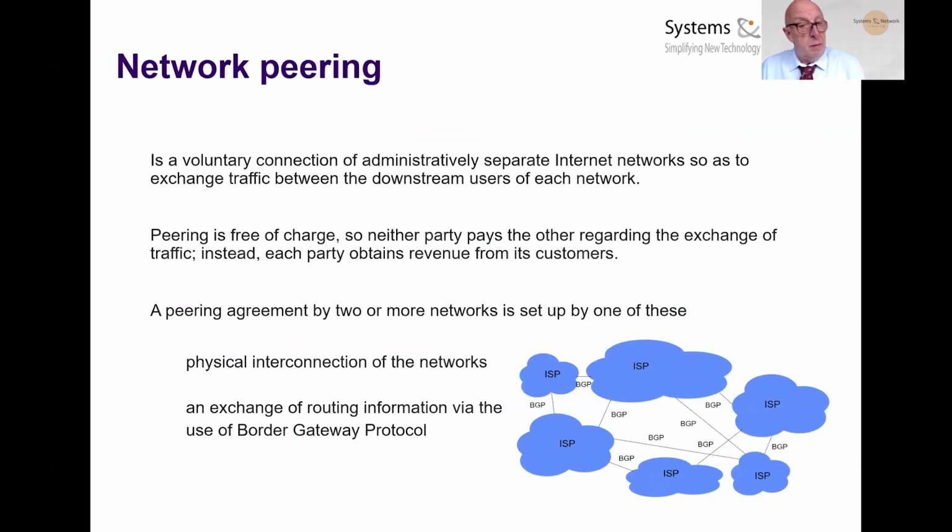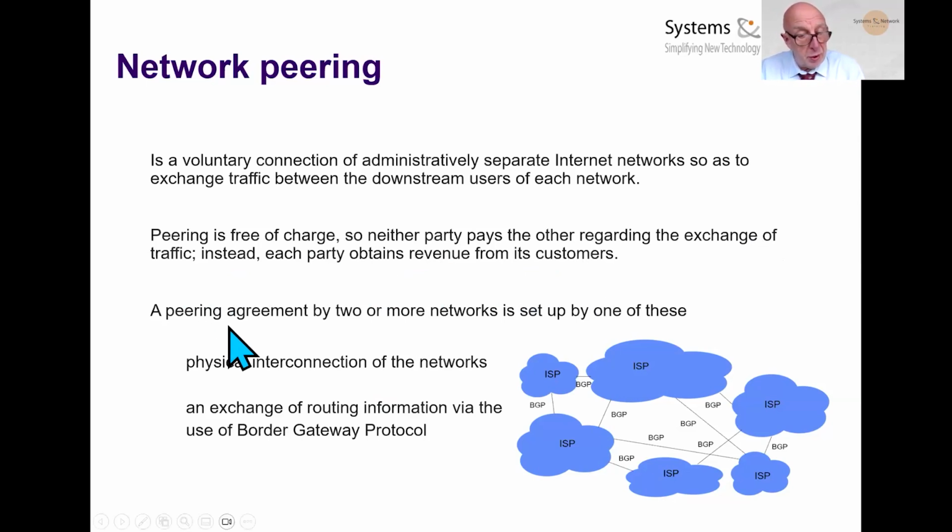Here again, network peering is that voluntary connection of administratively separate internet networks to exchange traffic between downstream users. Fine. Peering is free of charge. Yeah, transit is not. Just thought I'd mention it. So neither party pays the other regarding the exchange of traffic. Instead, the party will obtain revenue from its customers. Fine. Of course, you still have charges for the connections, etc., and everything like that.